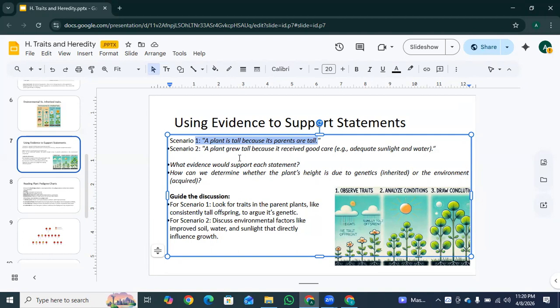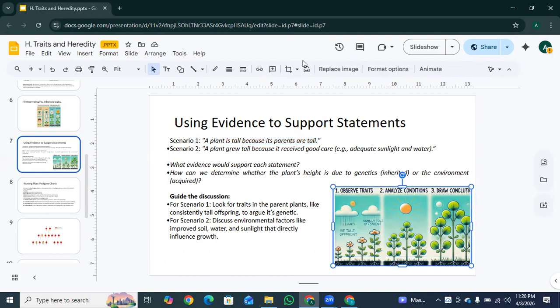So the next question is, how can we determine whether the plant's height is due to genetics or the environment? To find the answer, you follow these three simple steps, shown in the picture. So, the first one is observe traits. Look at the plant and its parents. Second one is analyze conditions. Check the soil, water, and sunlight. Then you have to draw a conclusion, like decide if it was born that way or grew that way.